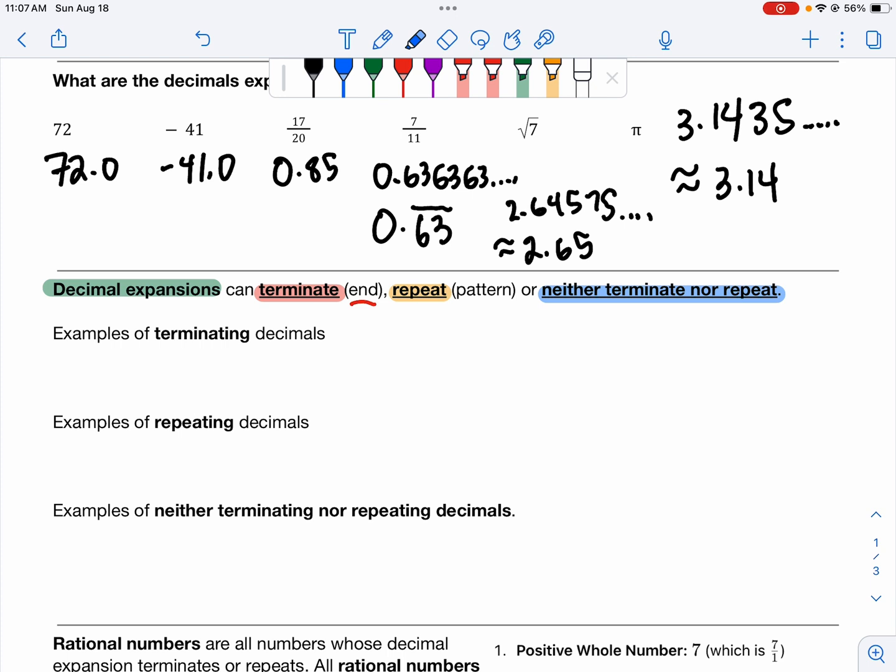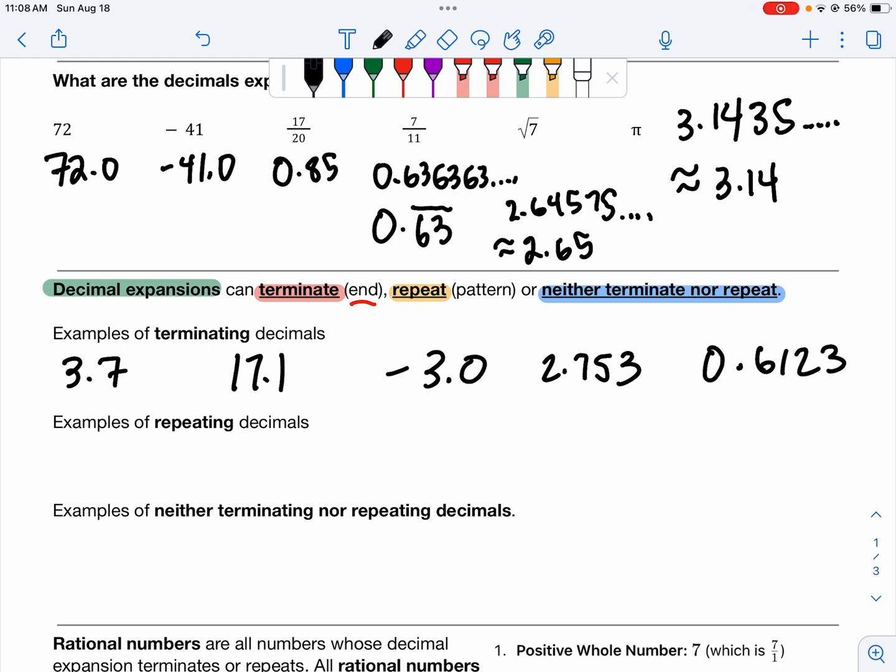A terminating decimal would be like 3.7 or 17.1 or negative 3.0. Those are all terminating decimals. The decimal is ended. I should give more examples. 2.753. That terminates. 0.6123. That also terminates. It ends.